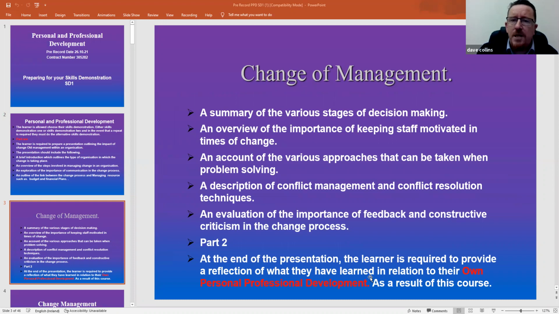So you give a summary of the various stages of decision making, an overview of the importance of keeping staff motivated in times of change, an account of the various approaches that can be taken when problem solving, a description of conflict management and conflict resolution techniques, an evaluation of the importance of feedback and constructive criticism in the change process. At the end of the presentation, you are required to provide a reflection on what you have learned in relation to your own personal and professional development as a result of this module.